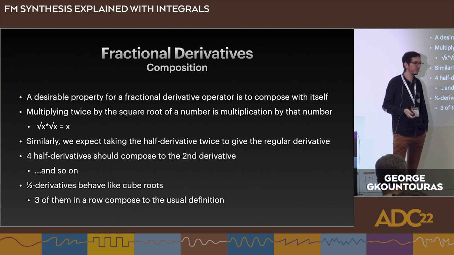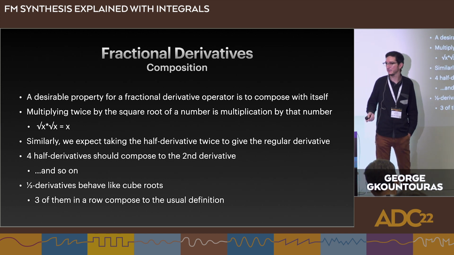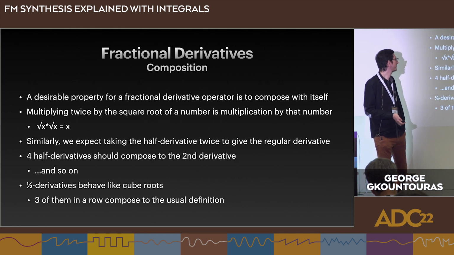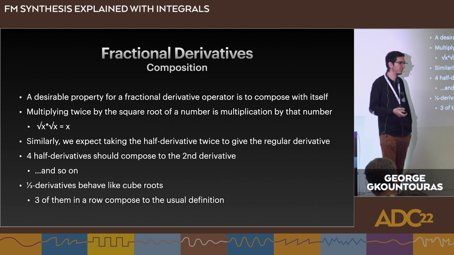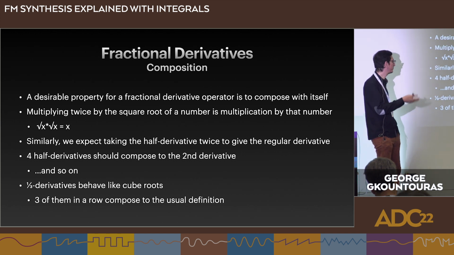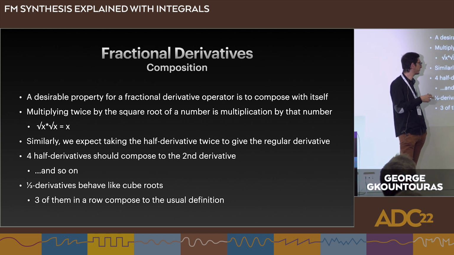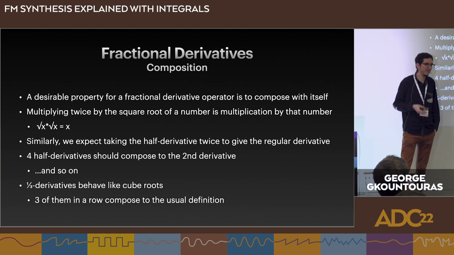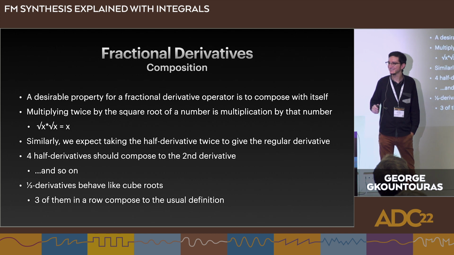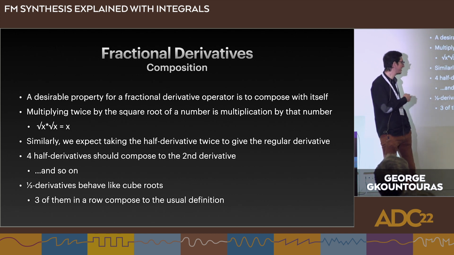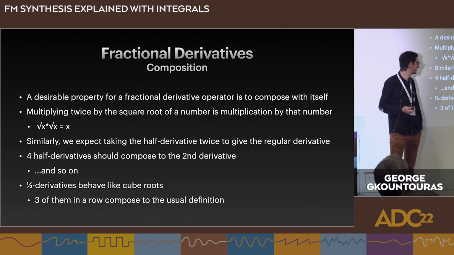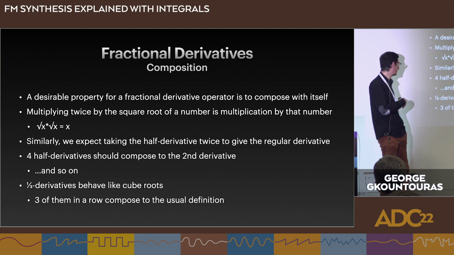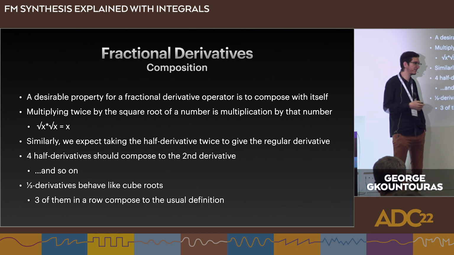First of all, a nice thing to have would be to be able to compose this fractional derivative with itself. For example, if you multiply the square root of a number twice, then that is multiplication by the number. And we want to extend that, so if we take the half derivative twice, we should ideally get the regular derivative that we know, right? And again, we can compose them in many different ways. For example, we can have 1/3 derivatives, where we need to compose 3 of them in order to get the regular one.